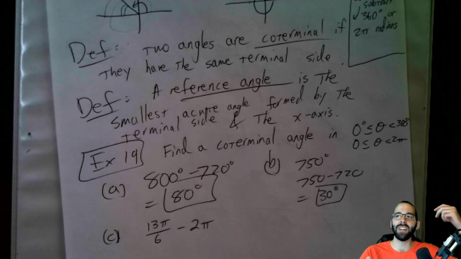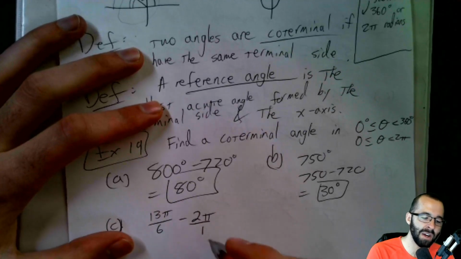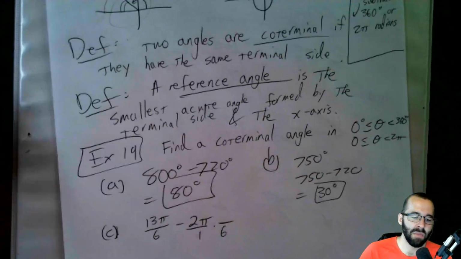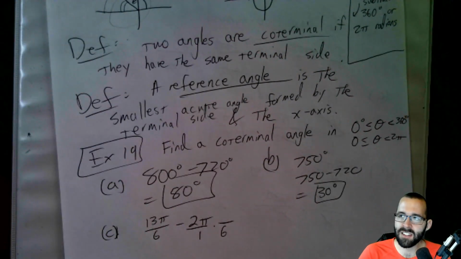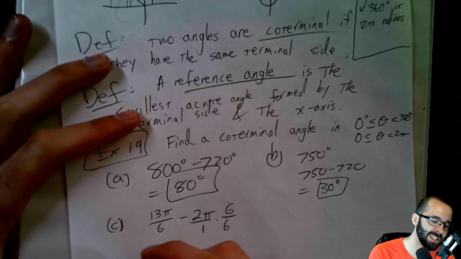We need a common denominator. So this thing, think of it as 2 pi divided by 1. We don't want a 1 on the denominator. We want a 6 on the denominator. But Wyoming is the equality state. What you do to the bottom, you must also do to the top. Multiply the top by 6 as well.